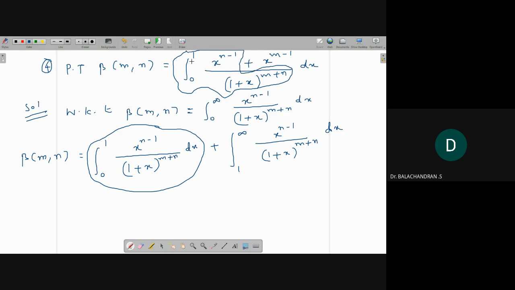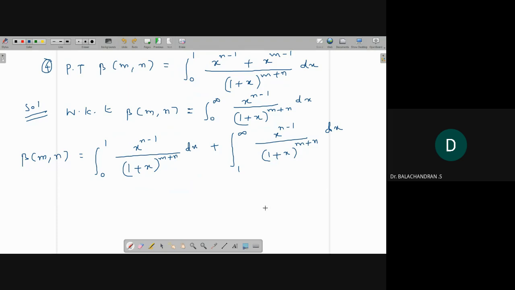Okay, so the only thing I want to show is that the second integral, 1 to infinity x power n minus 1 by 1 plus x whole power m plus n dx, is equal to integral 0 to 1 x power m minus 1 by 1 plus x whole power m plus n dx. So you should keep this in mind. I want to prove this second integral equals the second part of this integral. Then the problem is over.